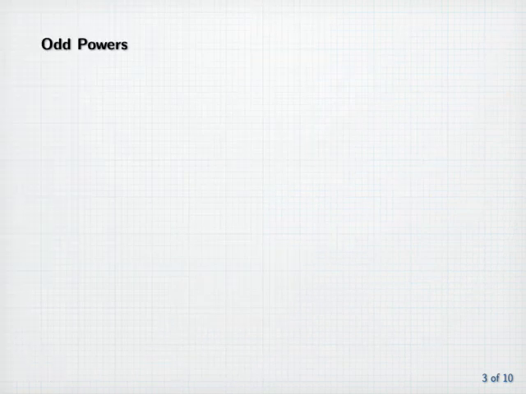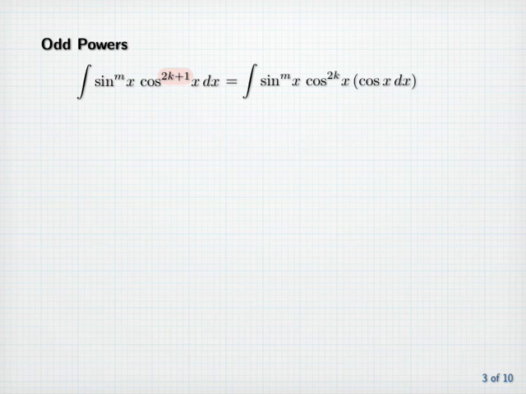So in general, we can integrate products of powers of sine and cosine in more or less the same way as long as we have at least one odd power. If the power of cosine is odd, that is, the exponent is of the form 2k plus 1, we factor off cosine x dx and think of that as du for the substitution u equals sine x.